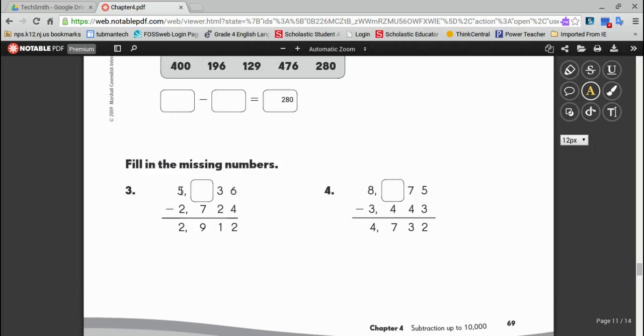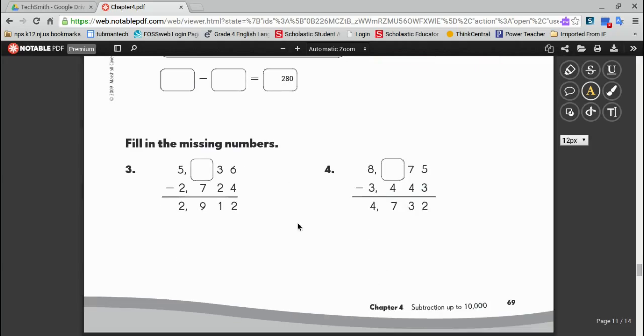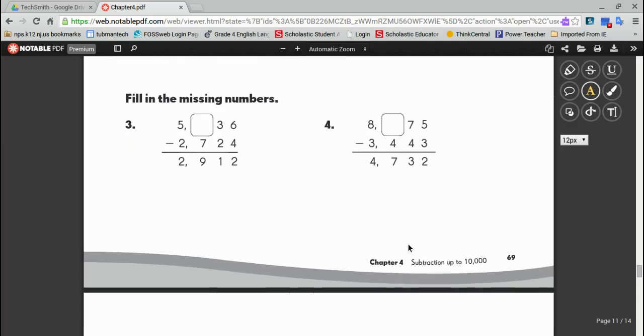3 and 4 is just fill in the missing numbers. Again, the easiest way to do 3 and 4 is to just subtract it normally and try to subtract it without a problem, and you should be able to figure out these missing numbers. Okay, so do number 2, 3, and 4. It might be a little bit hard for you, but I think you guys can do it. Okay, get started.